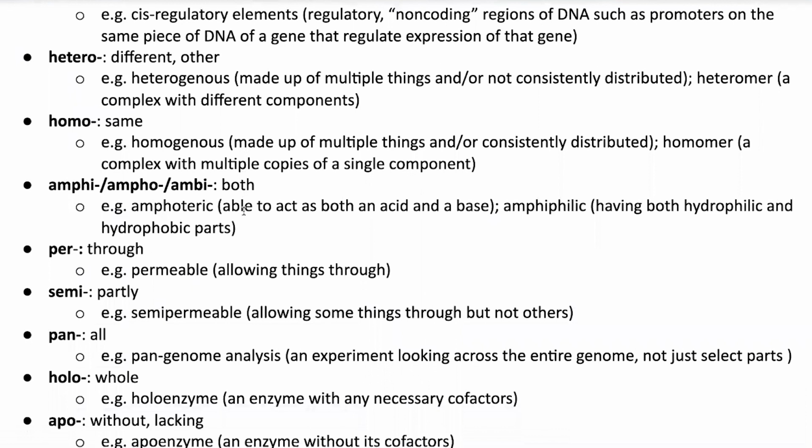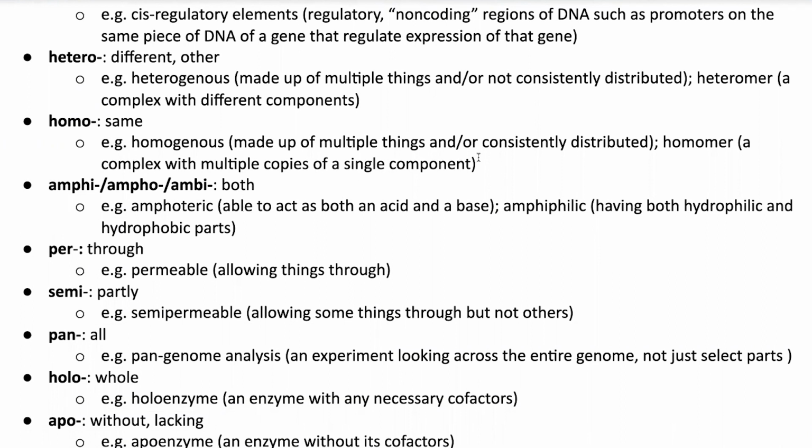Kind of similarly, we have hetero and homo. So hetero means different or other. So something that's heterogeneous is going to be made up of multiple things and or not consistently distributed. So it could be that you have lots of different things in there, or it could just be one thing, but it's not really well mixed.